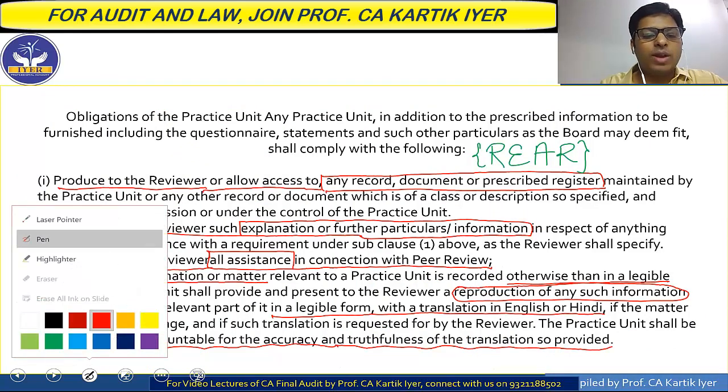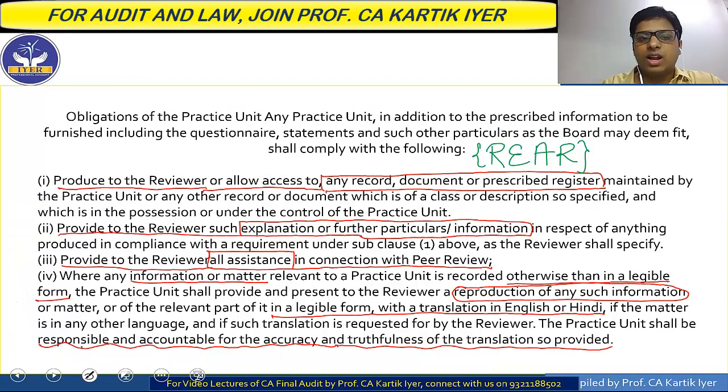Now this talks about the obligations of the practice unit and the reviewer. Let's see this. Obligations of the practice unit. Any practice unit, in addition to the prescribed information to be furnished, including the questionnaire, statements, and such other particulars as the board may deem fit, shall comply with the following. Okay, so what should they do? Simple. See, if I am the practice unit and if another CA is going to come and check my work, okay, now what are my obligations? Very simple. We'll just go through it in a simplistic manner.